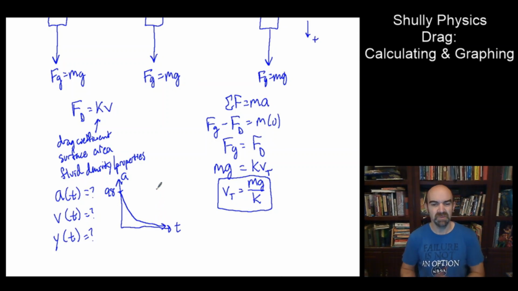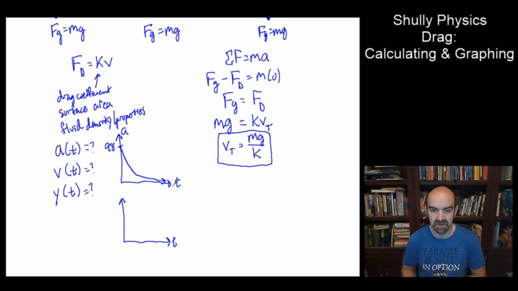Okay, so that's what that acceleration graph should look like. Approaching 0, start at 9.8. What about the velocity time graph? Let's sketch one of those. Going off the screen a little bit here. Velocity time graph. All right.